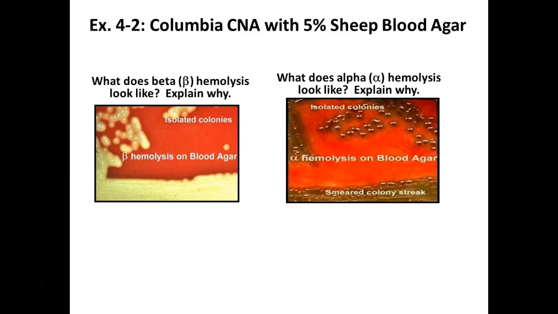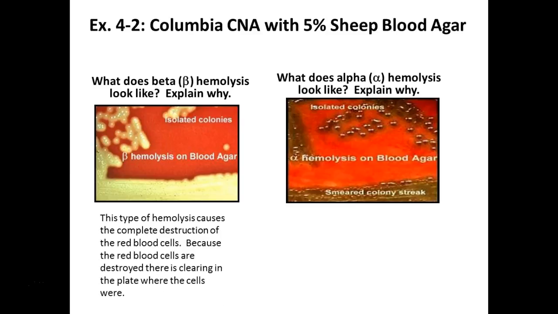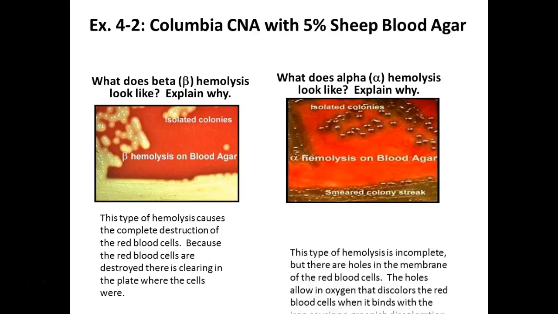So beta, how I always remember this one, I always think B for bad. It completely destroys the red blood cells. Like I said, you can pick up the plate and you can see right through it. Alpha, on the other hand, is incomplete lysis. It pokes holes in the red blood cells, oxygen gets in, and you see that green discoloration.